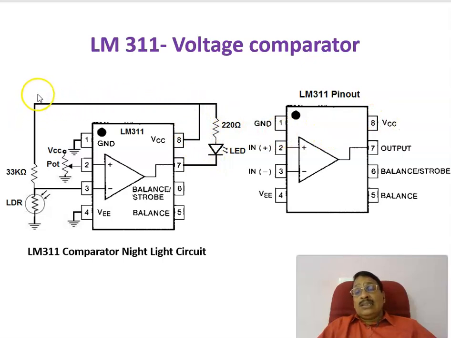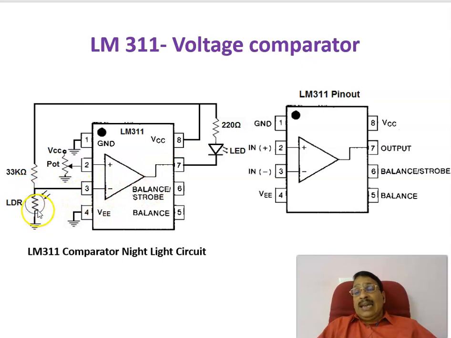The output is at pin 7, and from VCC to this point you connect an LED. The LED glows when pin 7 is at ground voltage, because then there will be a current through the LED. The purpose is that during the night period it has to glow, meaning the output has to go to ground voltage. Now let us see the working of that.